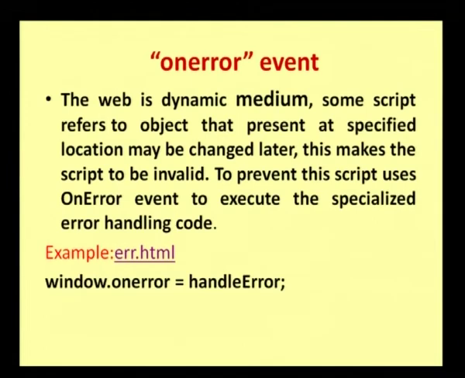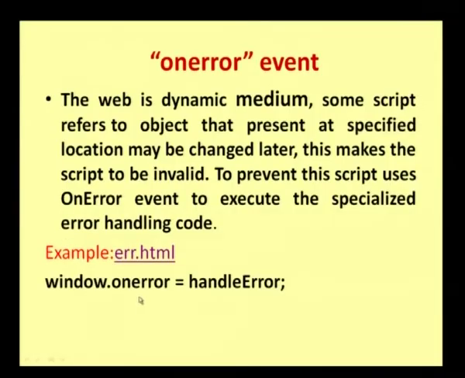All these three terms will be displayed whenever this onerror event has been specified by the user. So let us see what is meant by onerror. The web is a dynamic medium. Some script refers to an object present at a specified location that may be changed later. This makes the script invalid. To prevent the script from being invalidated, we execute the onerror event to indicate to the user that they have made a mistake, or to catch the error at runtime. So the onerror event is used to detect the error when the script goes wrong.